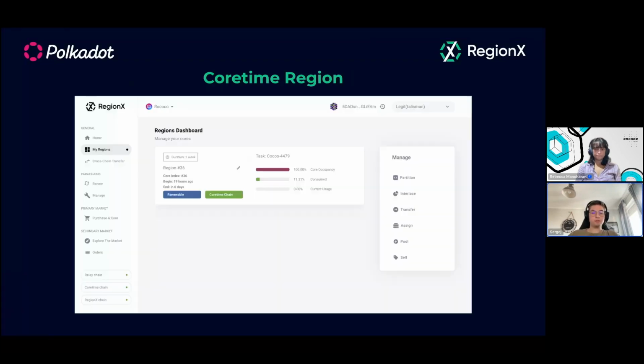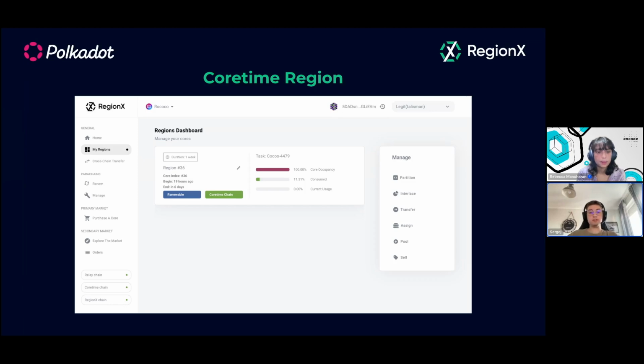So after purchasing core time from the bulk market, you receive this core time region, and it has a few properties. It has this core occupancy. This is essentially how much of the core's resources it is able to consume. So the task that is assigned on this region, how much of the resources is it able to consume. Initially, if you do not interlace it, which I will go over later, it will be at 100%. So you will essentially own the entire core, like in the slot auction model.